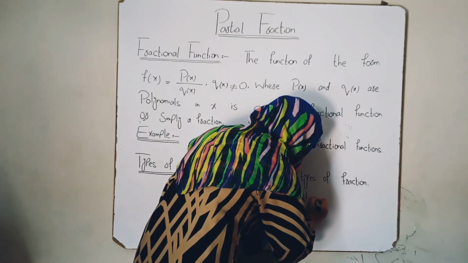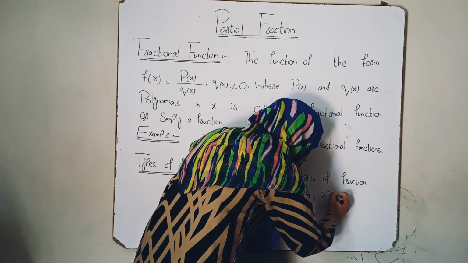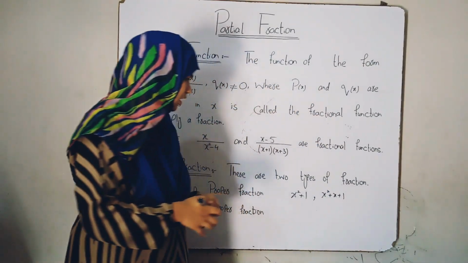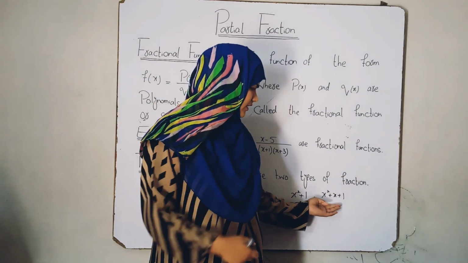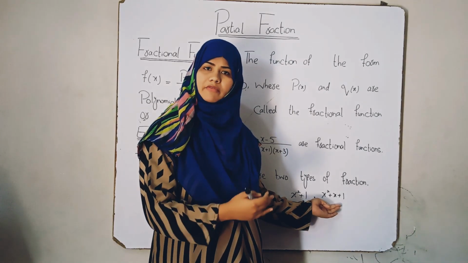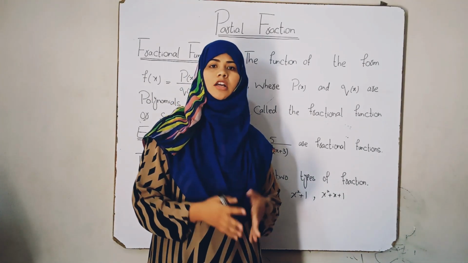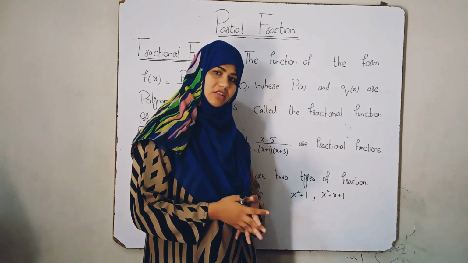Now let's take another expression that is x square plus x plus 1. You can see that in this expression the powers of variables are 2 and 1, and both 2 and 1 are non-negative integers, means positive integers.